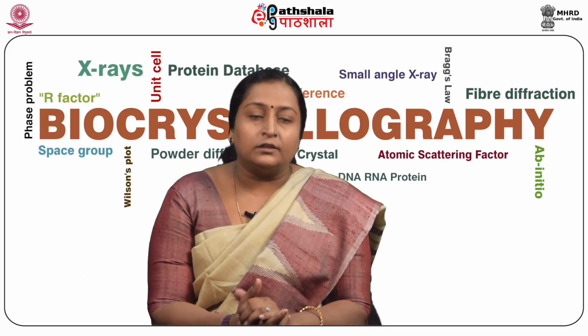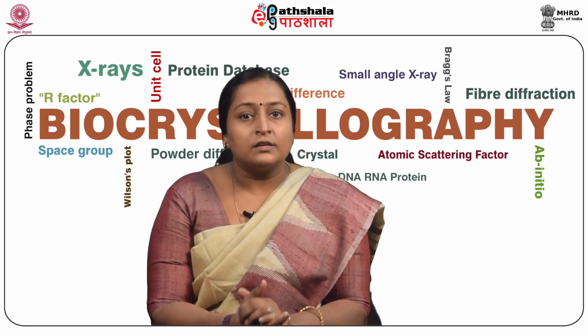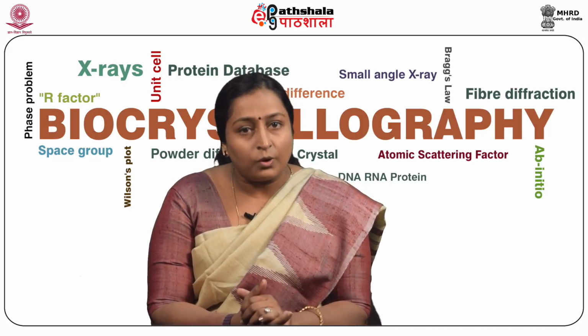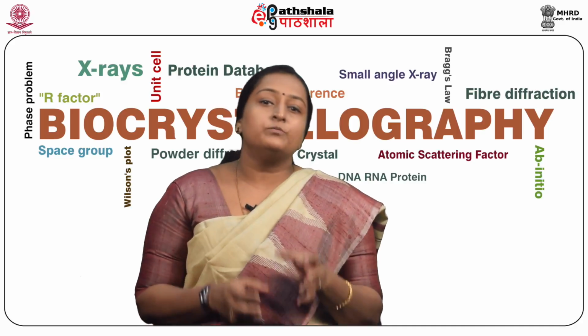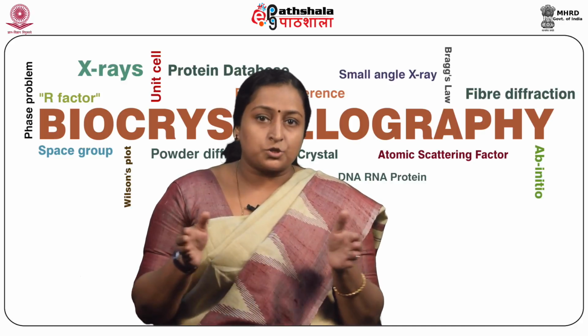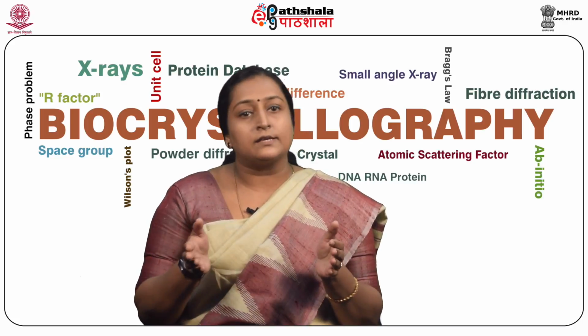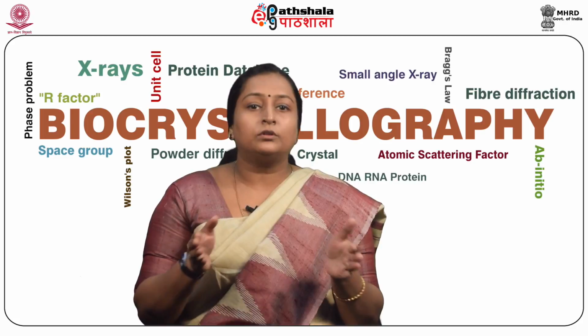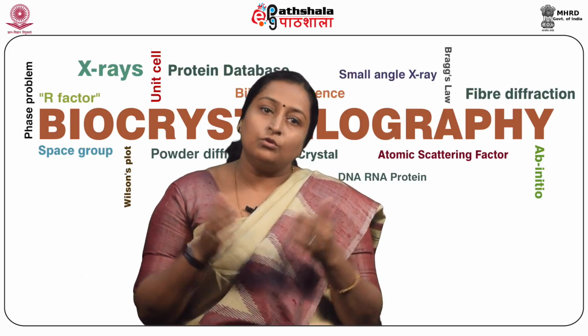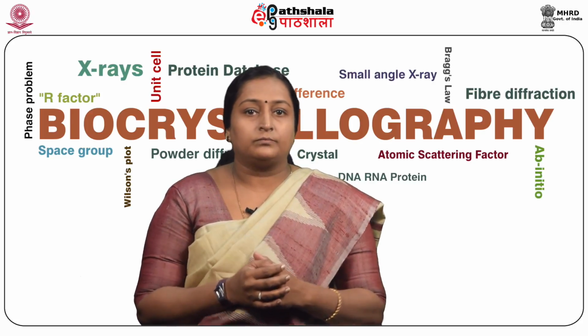Desiraju and Steiner, in the year 1999, said that a weak hydrogen bond is an interaction wherein a hydrogen atom forms a bond between two structural moieties, that is, the donor and the acceptor, of which either one or even both are of moderate to low electronegativity.